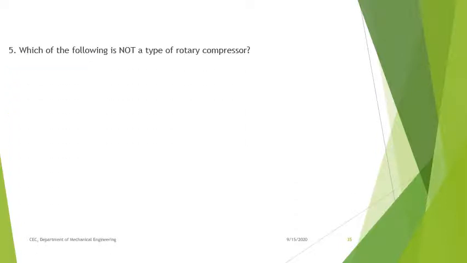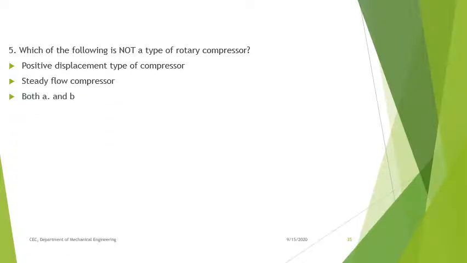Which of the following is not a type of rotary compressor? Positive displacement type of compressor, steady flow compressor, both A and B, none of the above. Answer is none of the above.